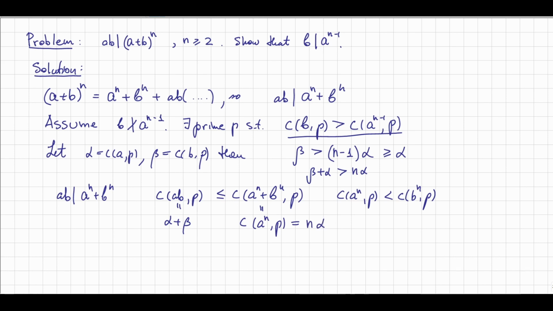This gives us a contradiction, because here we have alpha plus beta less than or equal to n alpha, and we know from before that alpha plus beta is larger than n alpha, thus completing the solution of this problem.